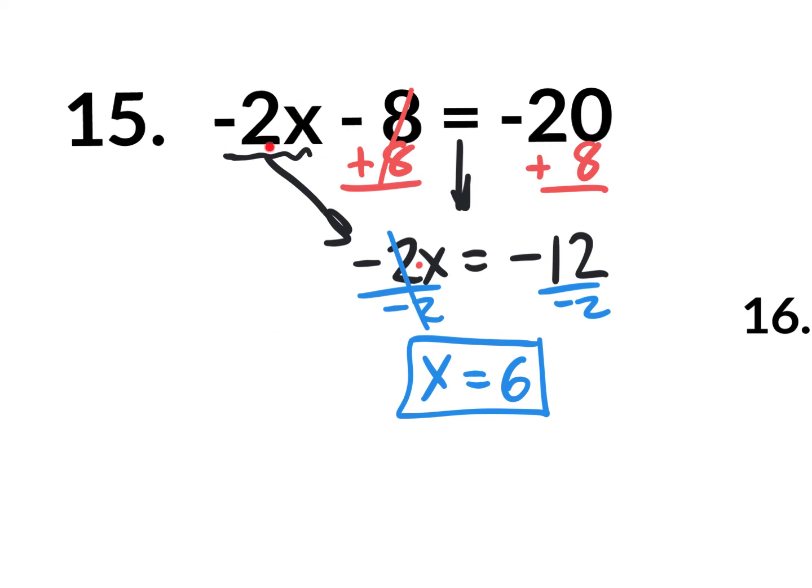Negative 2 times 6 is negative 12. Negative 12 minus 8. You owe 12, you owe 8. Yes, you're going to owe 20 altogether. This answer is 100% correct. We know we got it right because we double checked it. Let's move on to the next question.